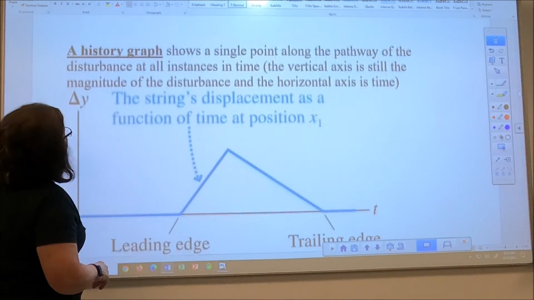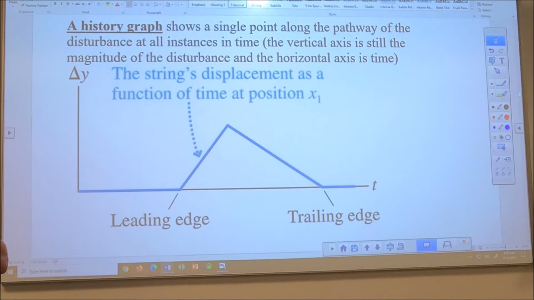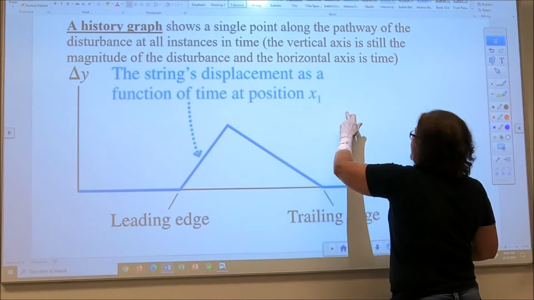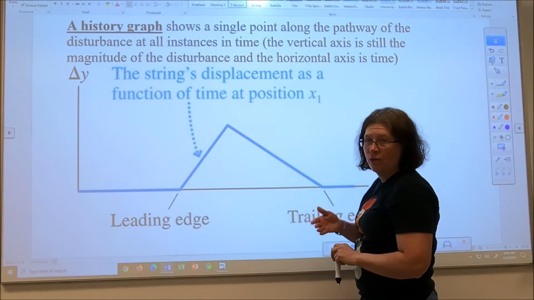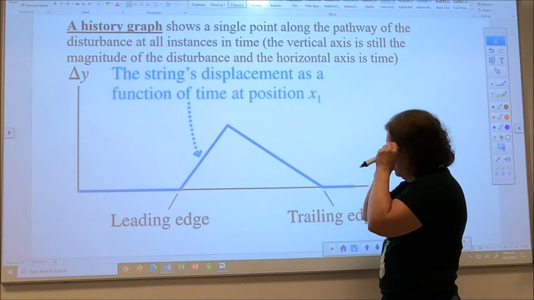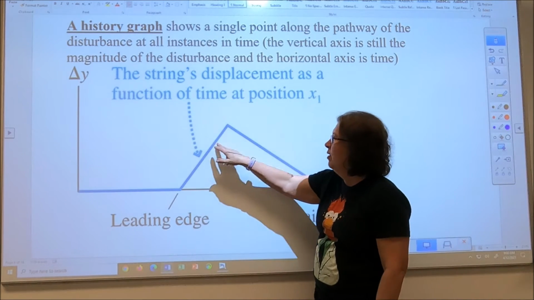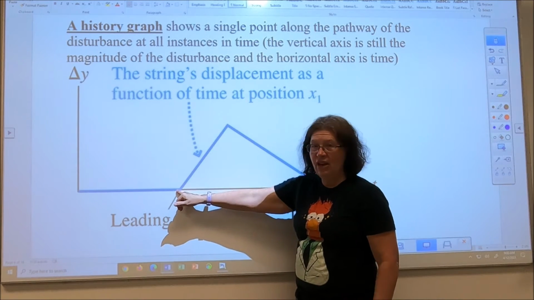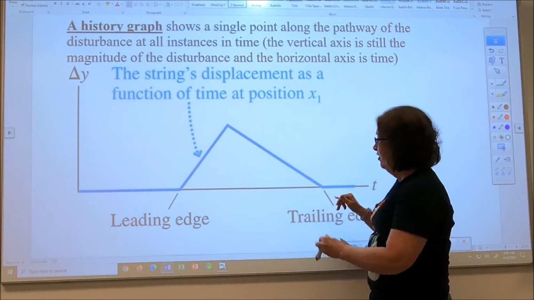Now, a history graph shows a single point along the pathway of the disturbance over time. The vertical axis is still magnitude of the disturbance, and the horizontal axis is time now instead of position. And over here in the corner, it would say x equals 0.5 meters. Okay? It would have some kind of indication of where you were. Now, one of the things I want you to notice here is that the shape of the graph looks different. Okay? And the leading edge is here, trailing edge is here.